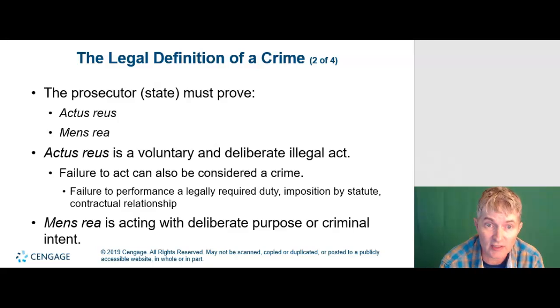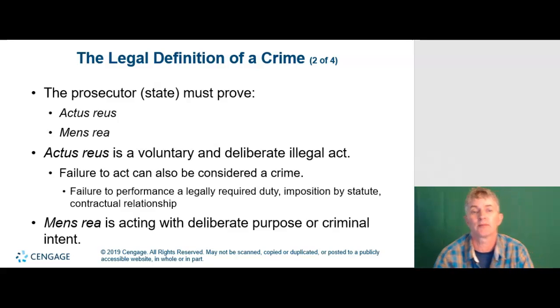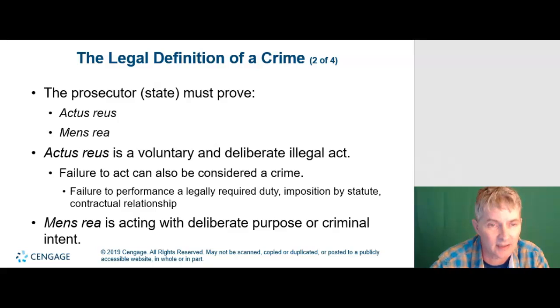Actus reus is a voluntary and deliberate act. Failure to act can be considered a crime. Mens rea is acting with deliberate purpose or criminal intent.